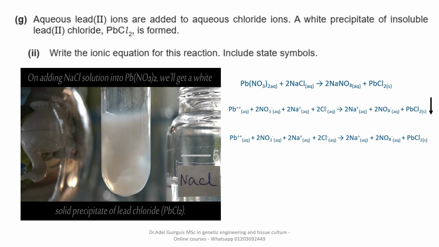Similar ions are found in both, like what? Like nitrate found in both. We can cancel these similar ions, also sodium on both sides. These are called spectator ions. What are the remaining species present in this equation? Look, Pb 2+ in aqueous form plus 2 Cl minus, 2 chloride ions, combine together to form a solid precipitate.